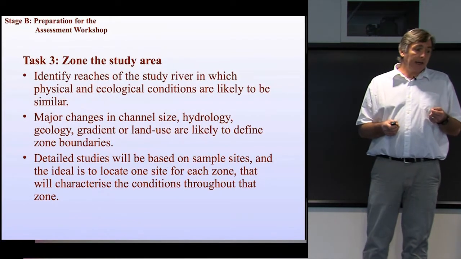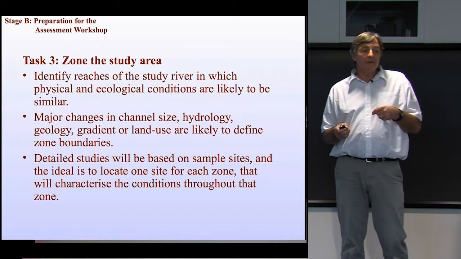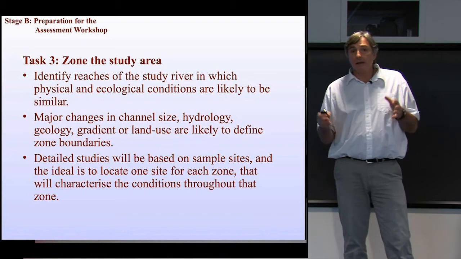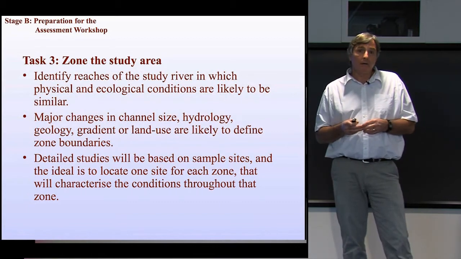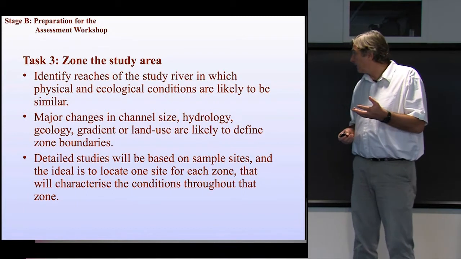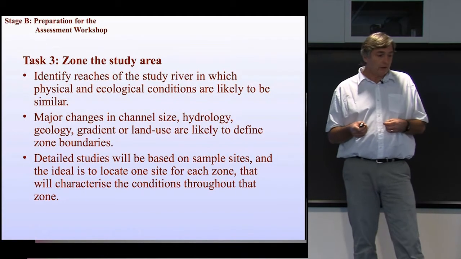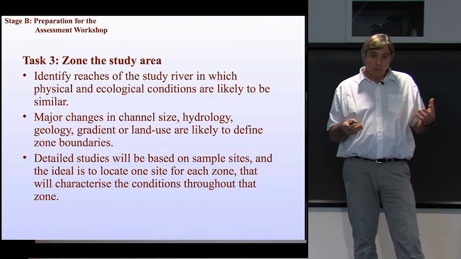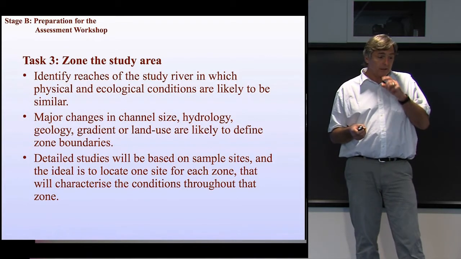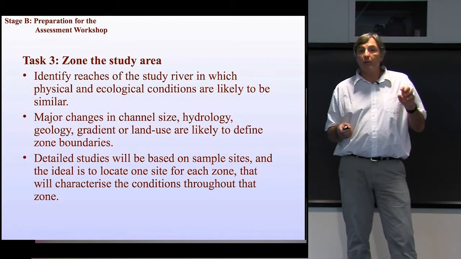Task 3, zoning the study area to identify reaches of the study river in which the physical and ecological conditions are likely to be similar, so that they can be dealt with as particular sections of the river for which the flows can be recommended as the same. Those zones are usually defined by major changes in channel size, hydrology, geology, gradient or land use, where tributaries come in and so on. So detailed studies will be based on sample sites, and the ideal is to locate one site for each zone that will characterize the conditions throughout that zone.